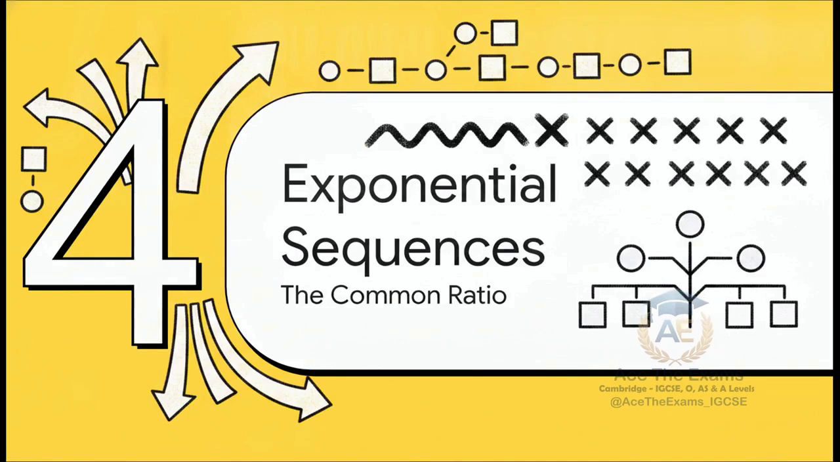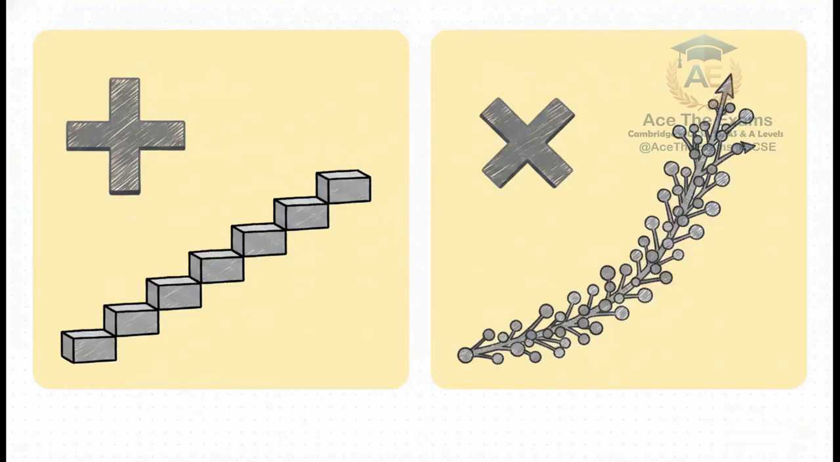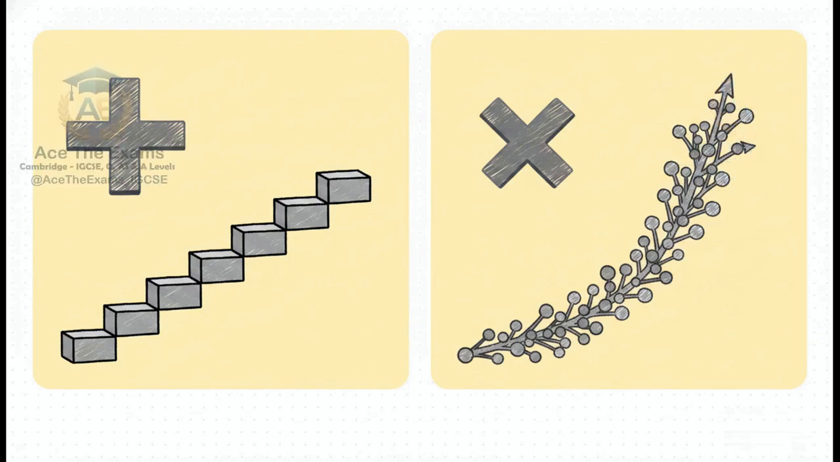All right, let's tackle Section 4. We need to look at sequences that completely change the rules of the game. These don't add or subtract to grow, they escalate through multiplication. Notice the massive paradigm shift here. Up until now, whether it was arithmetic, quadratic, or cubic, we were always looking at differences, what was being added. But in an exponential sequence, we are relying on a common ratio. We are multiplying. And because we are multiplying by a ratio, the numbers jump significantly faster.